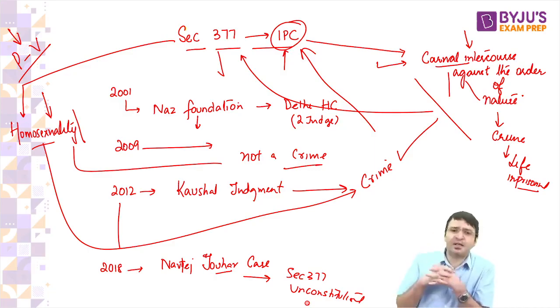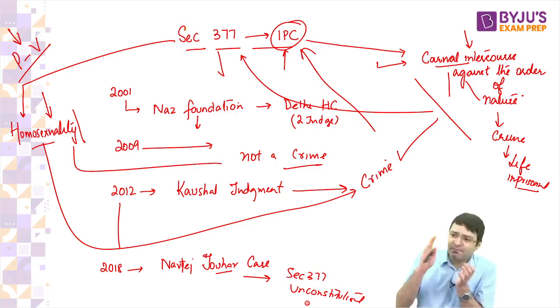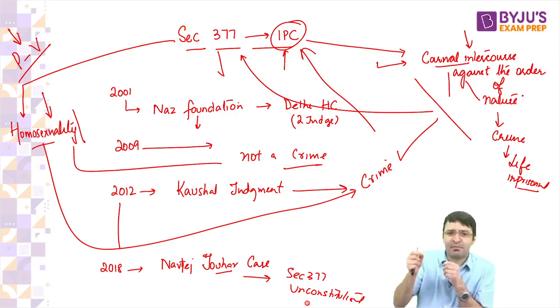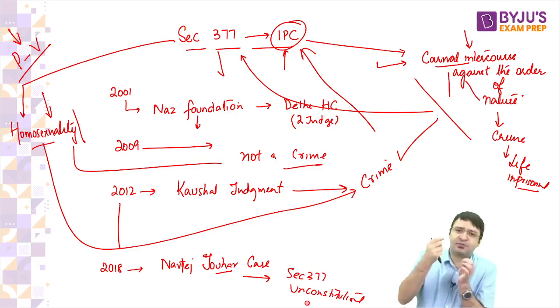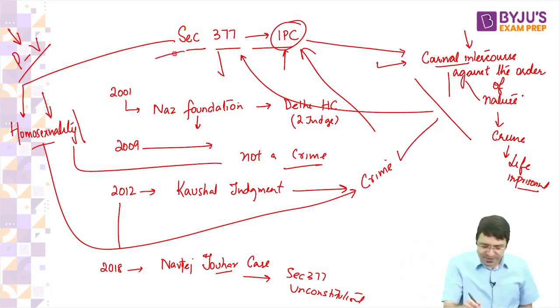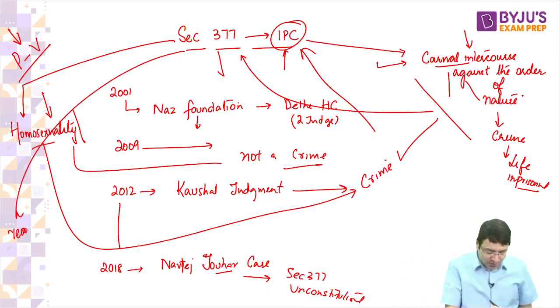Second, you are violating Article 15. You are discriminating against your citizens on the grounds of sex. And sex includes sexual orientation. Sex does not only mean male or female, boy or girl, man or woman. It includes those with a different sexual orientation as well. So if you are discriminating against somebody on the basis of sexual orientation, it is a violation of fundamental rights. Section 377 is unconstitutional. But Section 377 was read down.